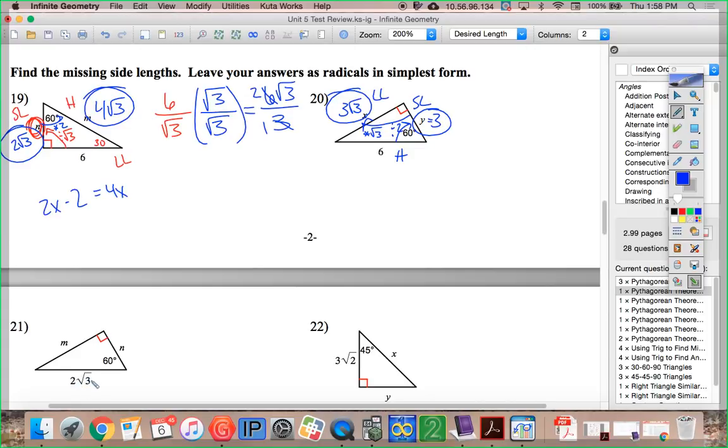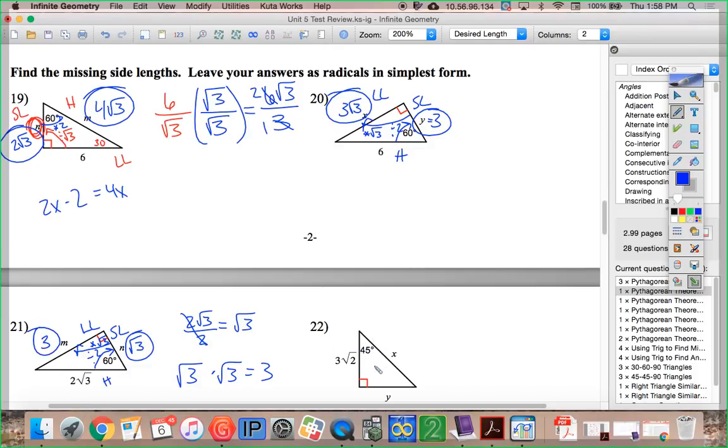On this one, it's the same thing as this one, just with radicals. So if I'm going from the hypotenuse to the short leg, I should be dividing by 2. So 2 radical 3 divided by 2 is just radical 3. Now I multiply that by radical 3 to get to the long leg. So radical 3 times radical 3 is just 3. You can also put radical 9, but once you take the square root of 9, you should just get 3.